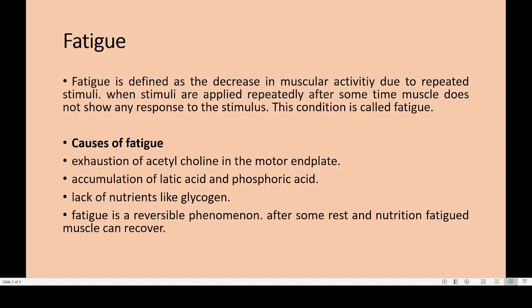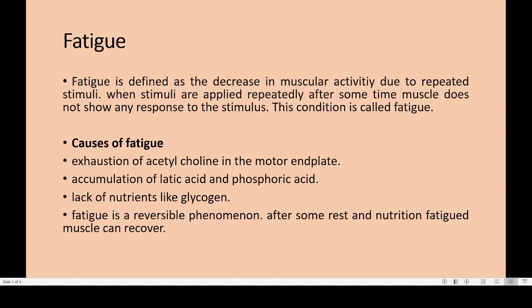Second is that when a muscle is normally contracting, it produces an acid known by the name lactic acid, and also another acid known by the name phosphoric acid. So, for example, when you are walking on a road for some time, maybe after 2-3 kilometers you feel pain in your leg. Why does that pain come? Because in your leg a lot of lactic acid and phosphoric acid will be accumulating. So the body has to remove that lactic acid. It is the presence of a lot of lactic acid in your muscle that is giving you that leg pain or muscle pain.